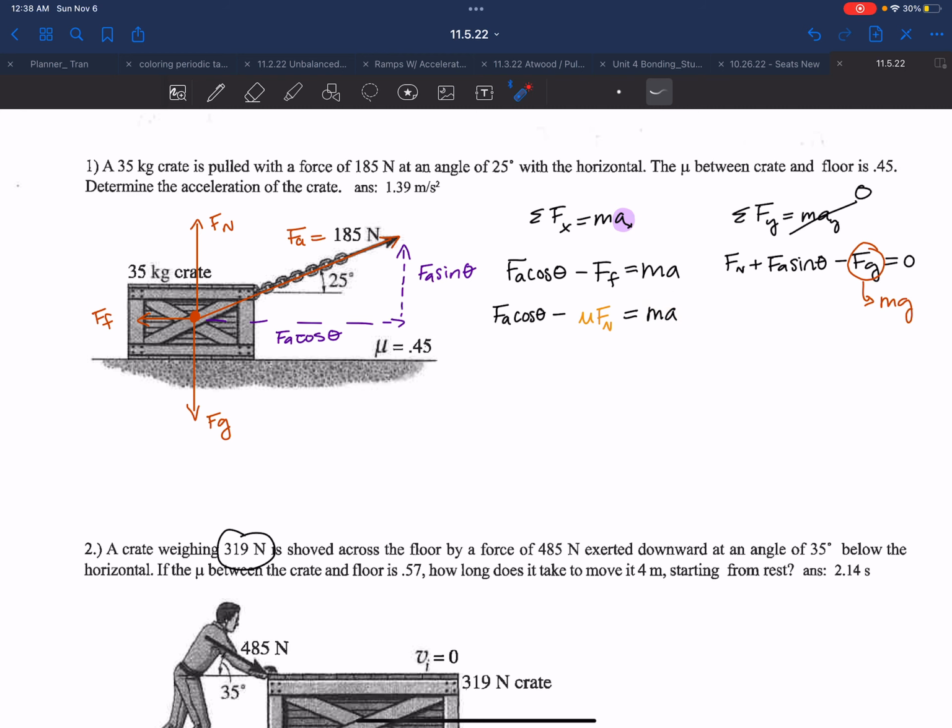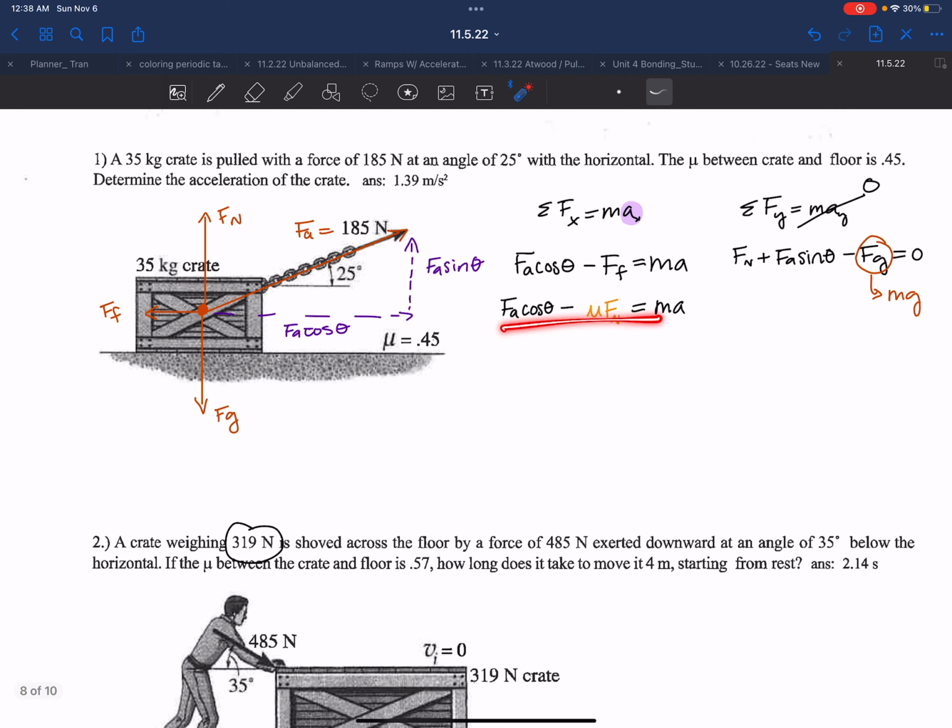So that means I need to know every single other value in here. So I know my force applied, 185. I know my theta, which is given to me. Mu is given to me. Force normal isn't really given to me, but I can solve for it using this side. So on the y direction side, I can solve for force normal by moving all of these terms to the other side. So I'm going to first rearrange a little bit.